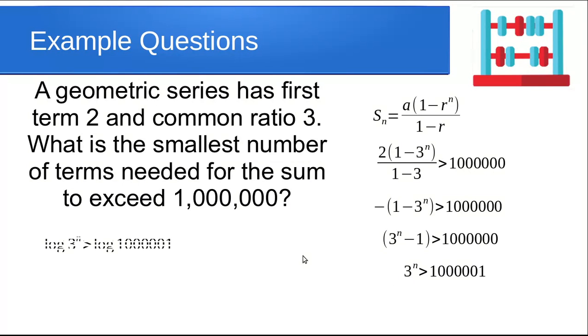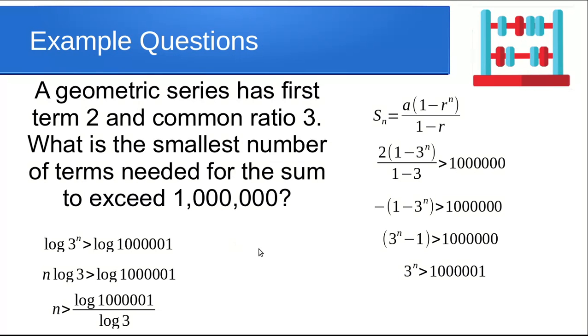And this gives me, now is a crucial time, because it's just like the 5 to the x equals 7 that we did earlier. We're just looking for a power. What I'm going to do is take logs of both sides. And that's exactly what I've done. Now I'm going to use that log law, which allows me to flick the power down. And now finally, I'm going to divide by log 3. So I get n is larger than log of 1,000,001 over log 3.